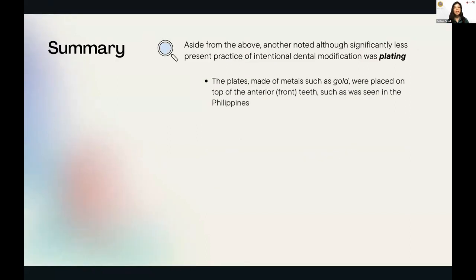And then one last modification that was notable across the Southeast Asian region was the plating placed on the teeth, particularly of metals like gold, as was seen in the Philippines.